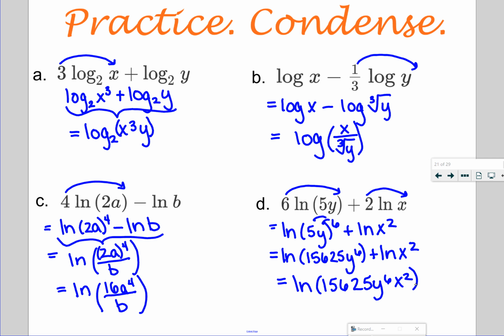Now you might be thinking, what happens if I have 2 logs that are not the same base? So maybe like a common log and a natural log, or a log base 2 and a log base 3. The simple answer is you can't do anything with that. You cannot simplify them. Our log properties do not apply. Just like our exponent properties, they have to be the same base for any of these rules to follow as we simplify. So make sure you always have the same base when you're applying these properties.